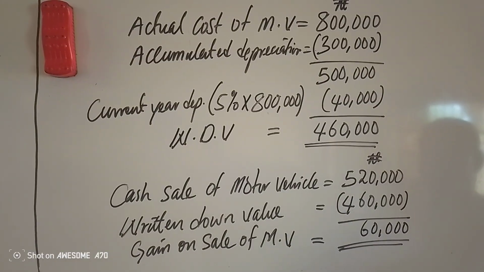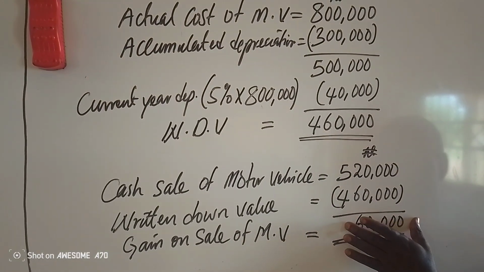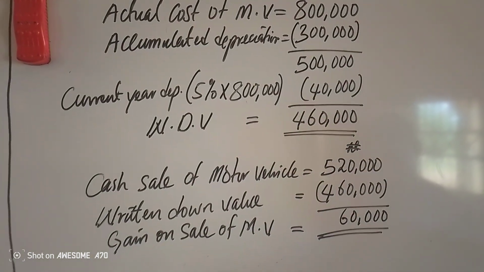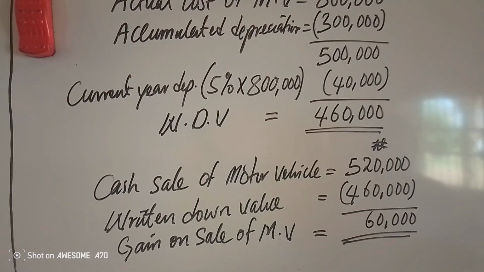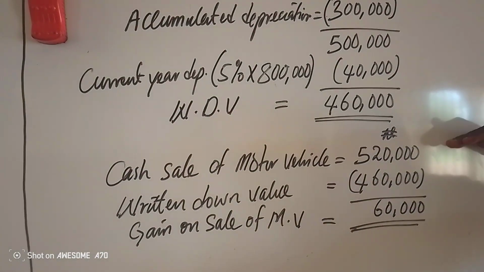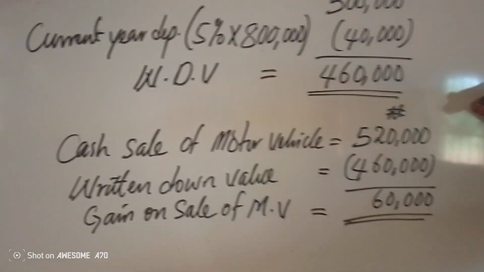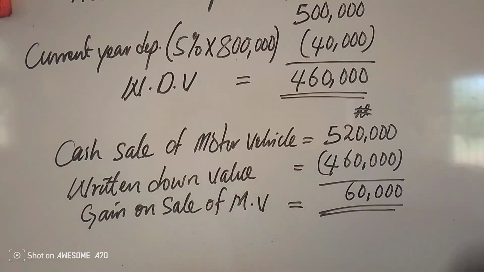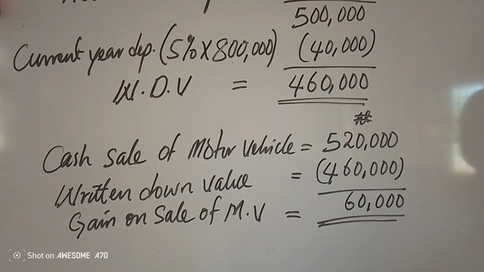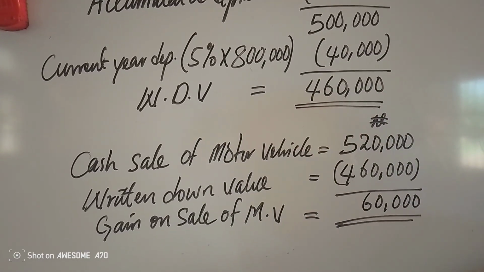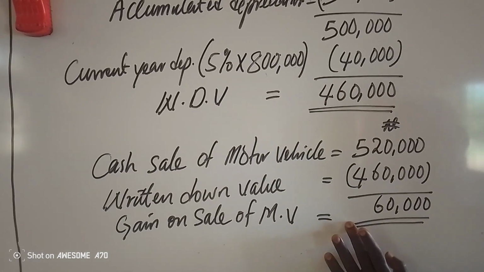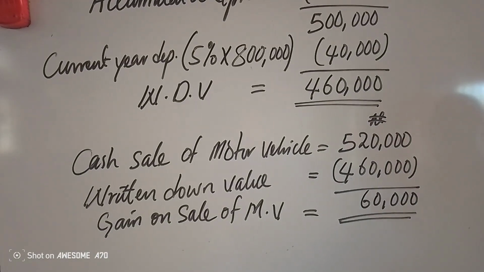So how do you treat it? I explained that the gain on sale of non-current assets is an income to the business. It is added to gross profit and is treated under other income, under the statement of profit or loss. But if it is a loss, for instance, if the reverse is the case, if the sale is 460 and the written down value is 520, you discover that the business will make a loss of 60,000. So if it's a loss, the loss will be treated as operating expenses. But in this case, it is a gain, and this gain will be treated as income added to gross profit under other income, under the statement of profit or loss.